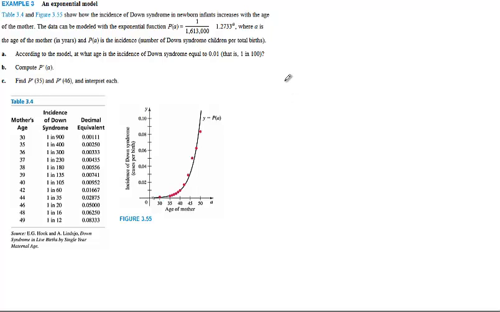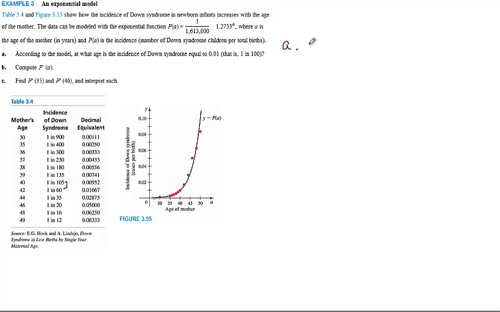Word problem, let's see. They give me the function. A is the age of the mother and P is the incidence number. Okay. What is the age? So they're looking for A, and the incidence number is 0.01. All right. So that is 1 in 100. So if I were to really look at it, it's going to be somewhere in between 40 and 42, closer to 40, I'd say. All right, let's see what the real number is.